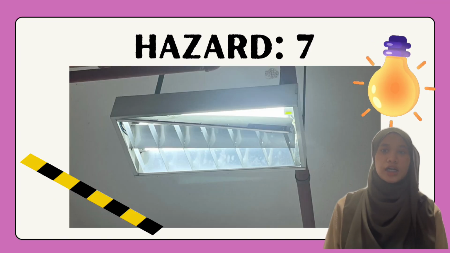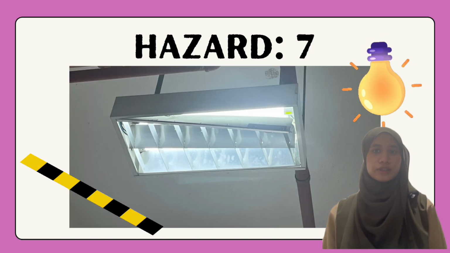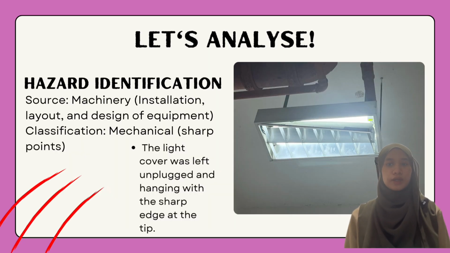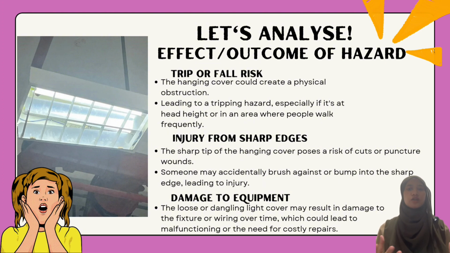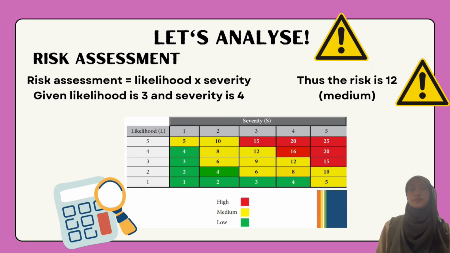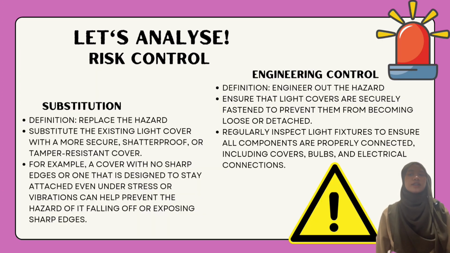Hi, I'm Nuri Safia. I'm going to talk about another 2 hazards that we have found. Firstly, the light cover was left unplugged and hanging with a sharp edge at the tip. The hanging cover could create a physical obstruction leading to a tripping hazard. The sharp edges can cause cut or puncture wounds. It also can lead to damage to the fixture or wiring over time and the need for costly repair. The risk assessment shows that the risk is medium. To control it, substitute the existing light cover with a more secure cover. Besides, regularly inspect light fixtures to ensure all components are properly connected.